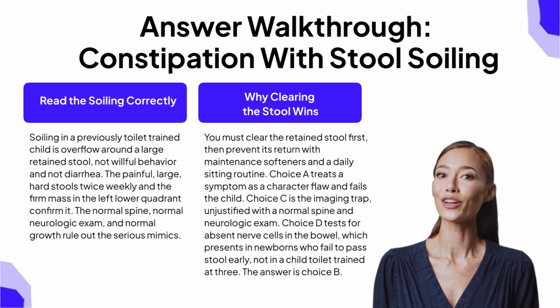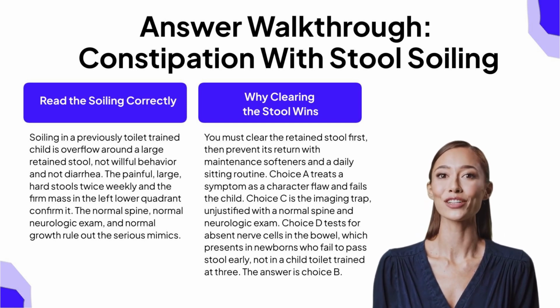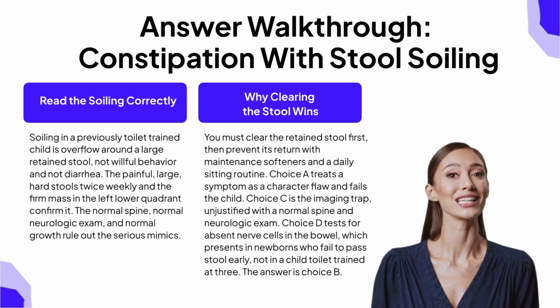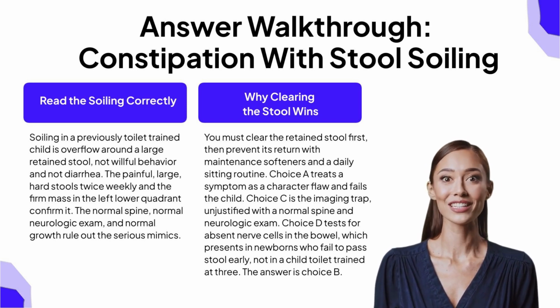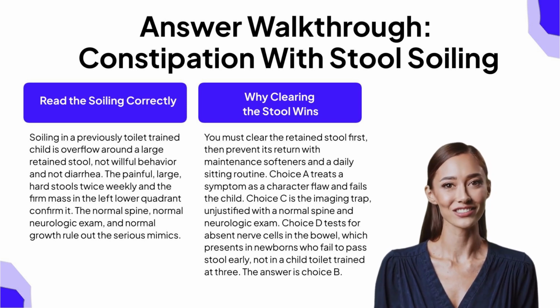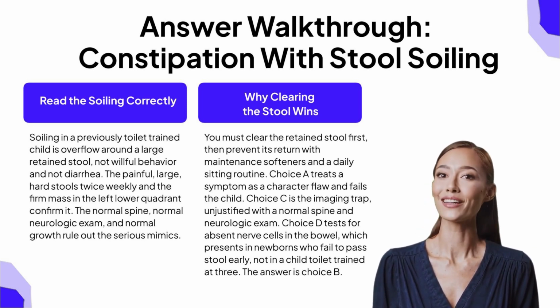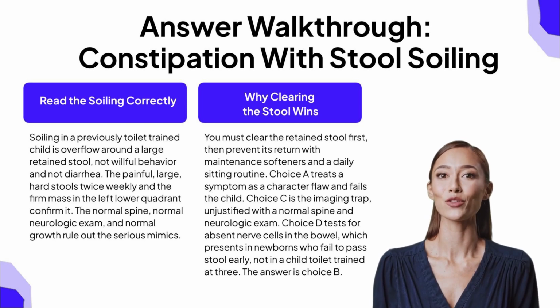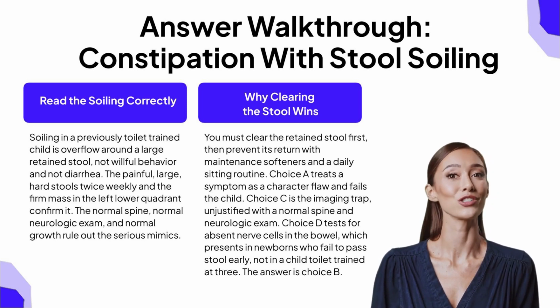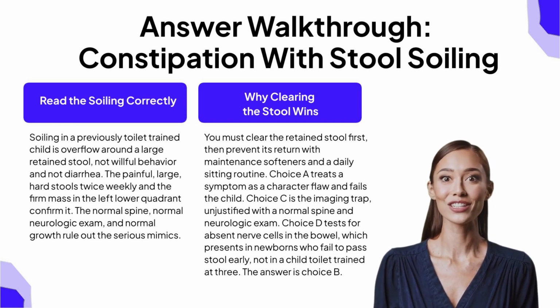Choice A, referral to a psychologist, treats a physical symptom as a character flaw and fails the child. Choice C, magnetic resonance imaging of the spine, is the imaging trap, unjustified when the spine and neurologic exam are explicitly normal. Choice D, a rectal suction biopsy, tests for the condition where nerve cells are missing from the bowel wall, but that shows up in newborns who fail to pass stool in the first days of life, not in a child toilet trained at age 3. The correct answer is choice B.